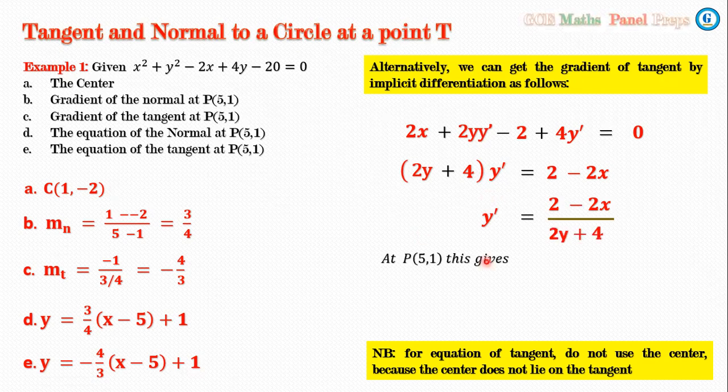So at the point 5, 1, normally you can factorize and simplify. At the point 5, 1, this dy/dx or the gradient of the tangent will be given by 2 minus 2 into 5 all over 2 into 1 plus 4. And this gives us minus 4 on 3. Can you see? Which is the same gradient that we had here before. Minus 4 on 3, gradient of the tangent. And from here, we can just take the negative reciprocal of this, and it will give us the gradient of the normal. This is very important.